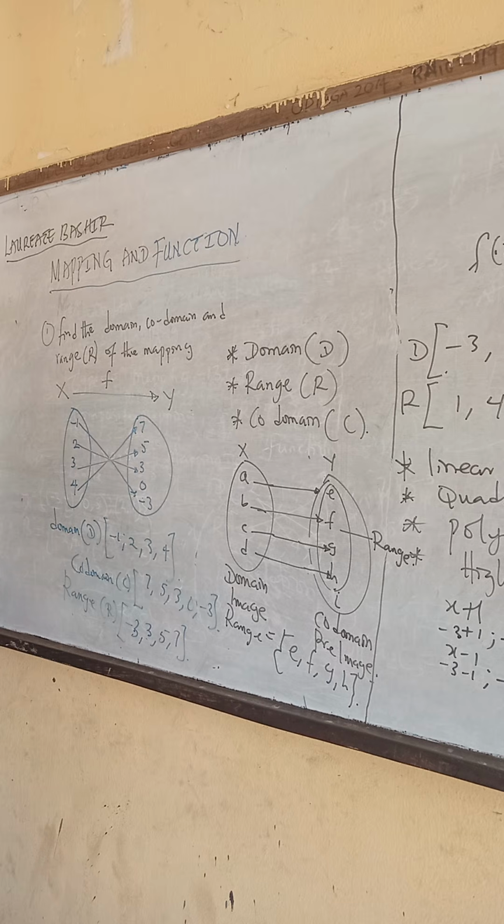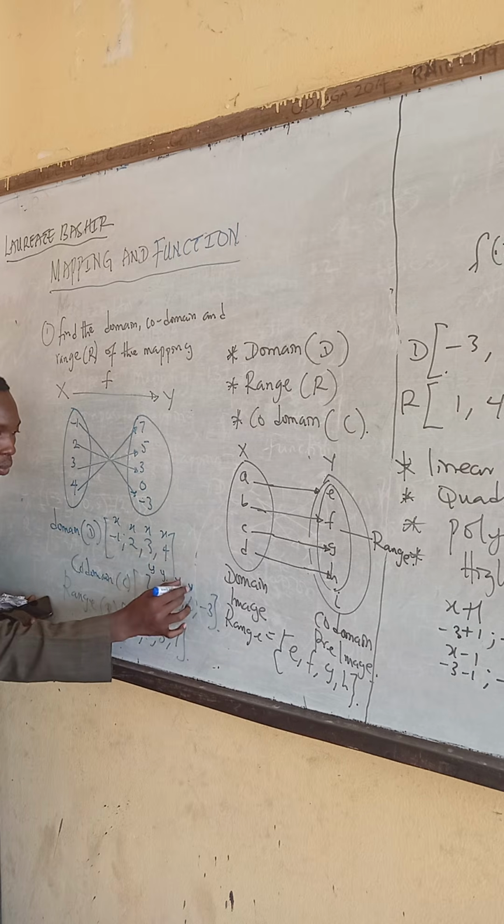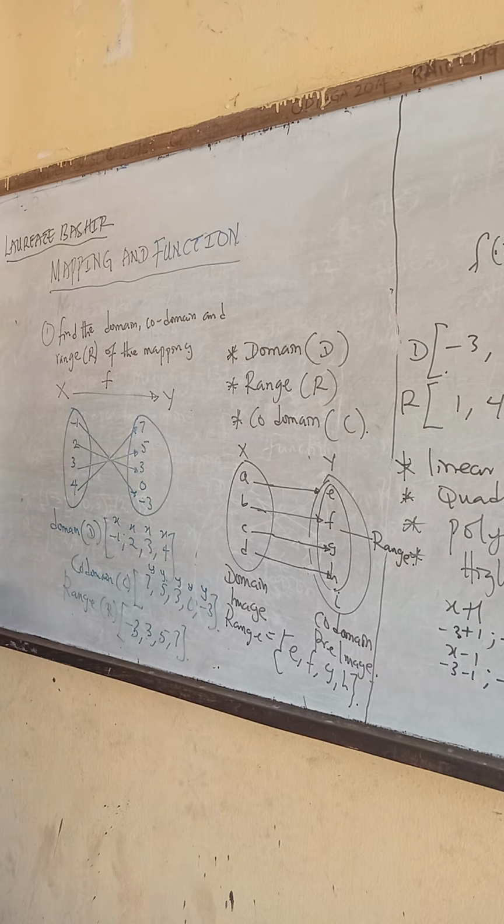The first thing you always write is your domain. You want to represent this in the mapping form. Your domain is this, so just write -1, 2, 3, 4. You get? Then you know that all these domain values that I write are x, and all the codomain values are y.